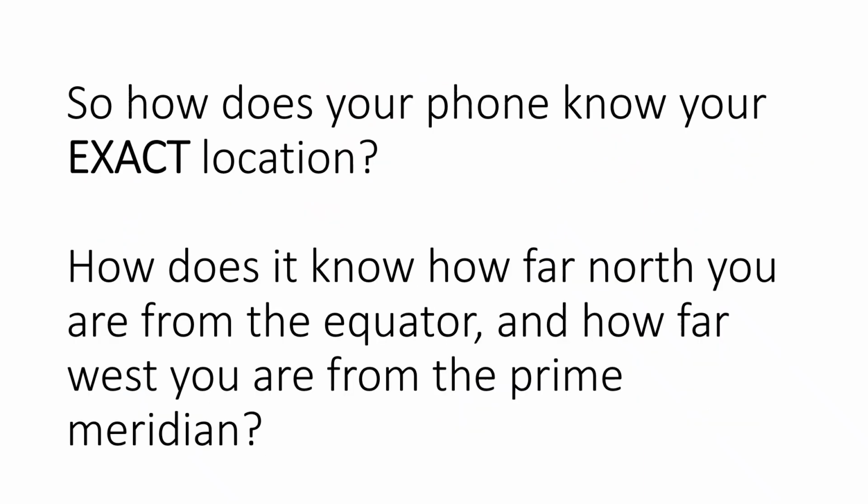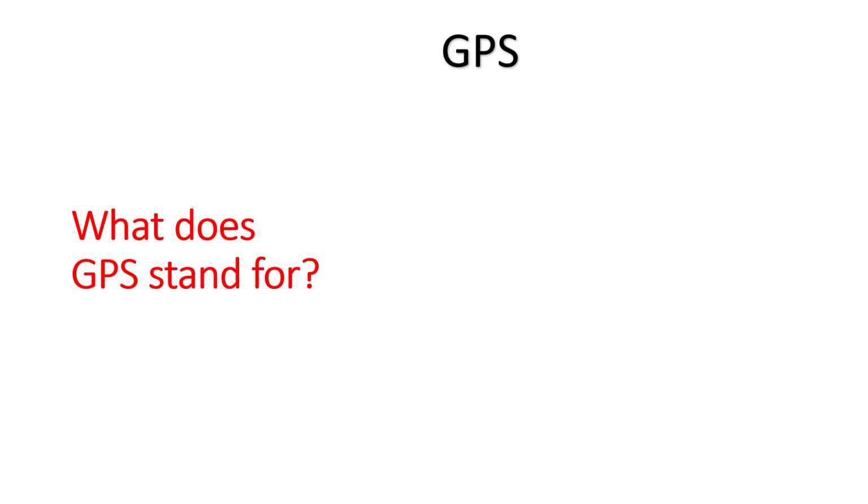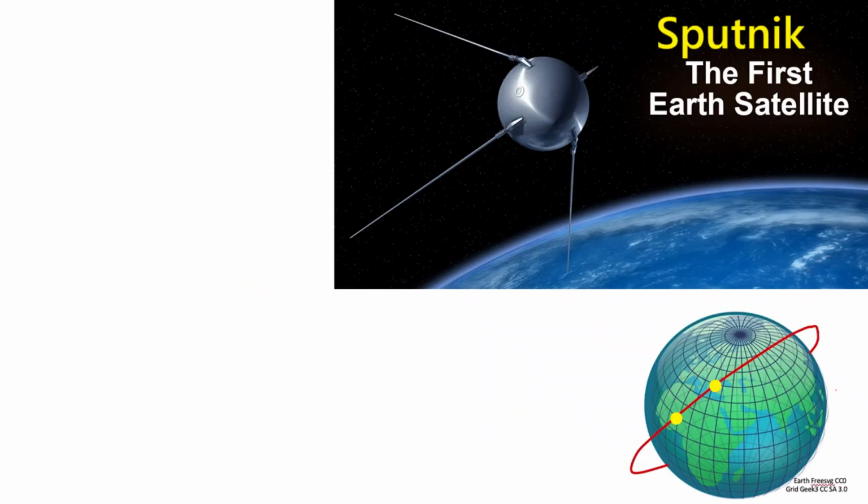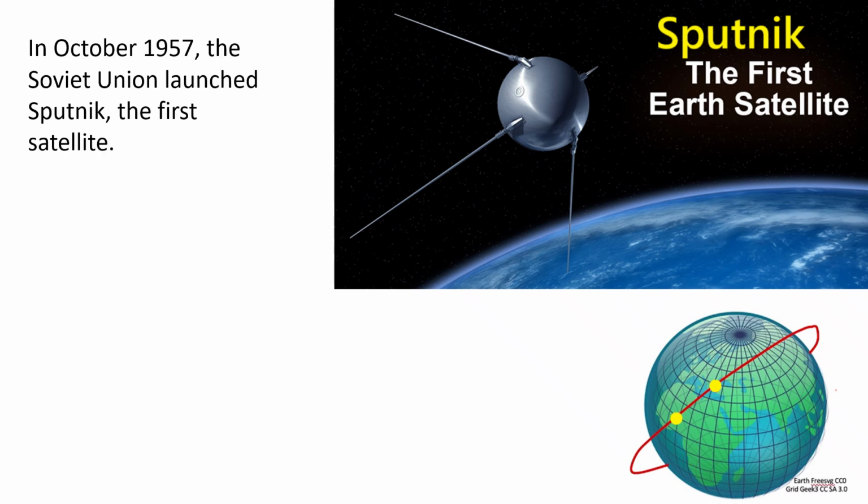So how does our phone know exactly where our location is? How does it know how far north we are from the equator, how far west we are from the prime meridian? This is where GPS comes into play. GPS stands for Global Positioning Satellite. And the origin of GPS goes back to the Cold War. You're familiar with this story that Sputnik was the first satellite that the Russians launched, and that was in October 1957. And as it was buzzing around the Earth, it was sending radio signals back. Well, people were terrified of Sputnik because they were like, does this thing have a bomb on it?